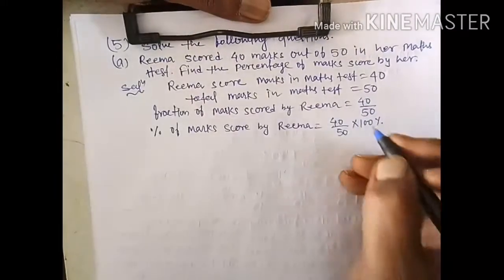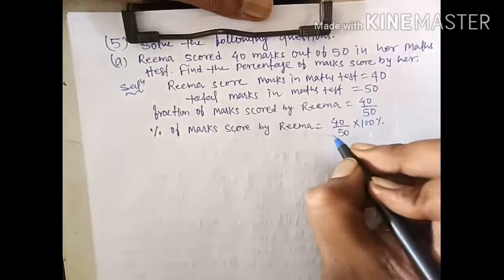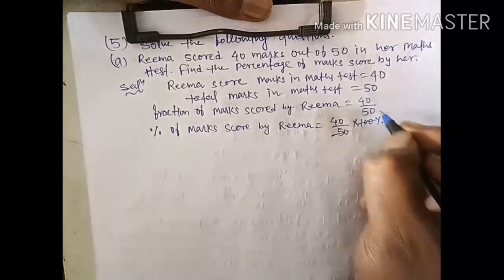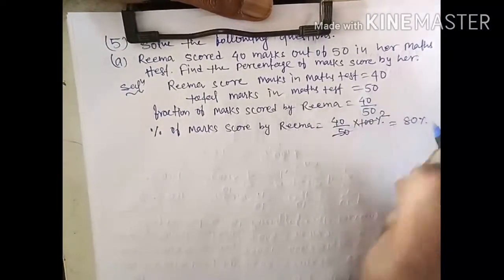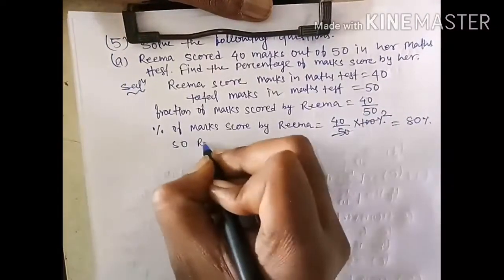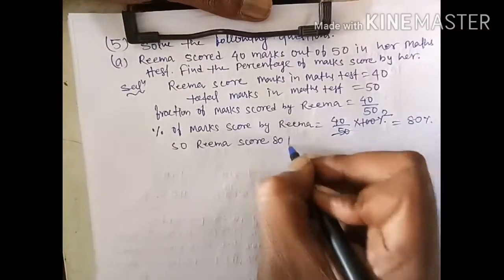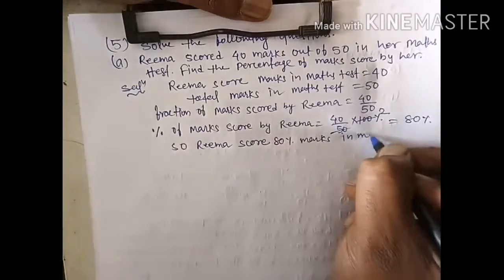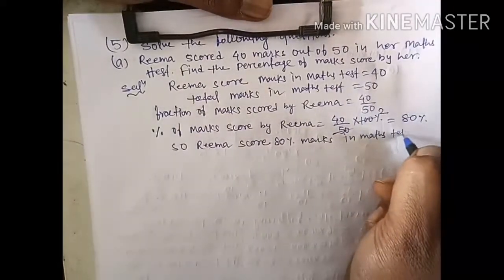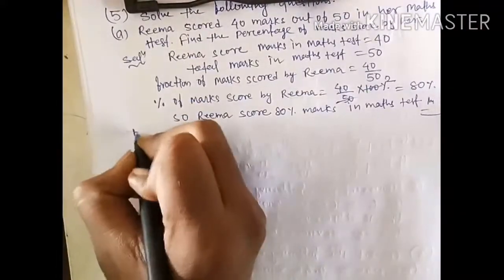When we have to convert a fraction into percentage, we simply multiply by 100%, and then 50 cancels with 100 two times, then you get 80%. So Rima scored 80% marks in the maths test. Is it clear? Now question number B.